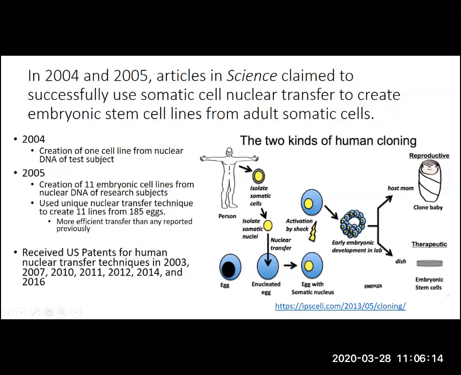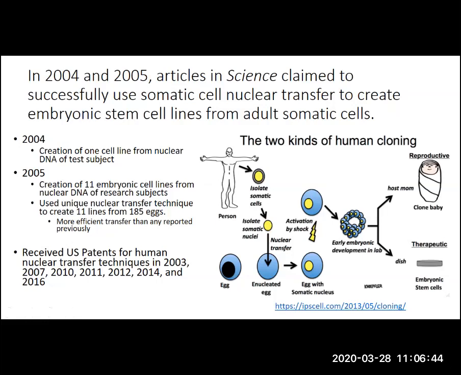In 2004, they reported doing it with 1 cell line from a test subject. In 2005, they reported doing 11 embryonic cell lines from donors, and they also reported incredible efficiency. They were able to, according to the papers, generate 11 embryonic stem cell lines from 185 eggs, and this is incredibly efficient, indicating that potentially they figured out the problems we had before.